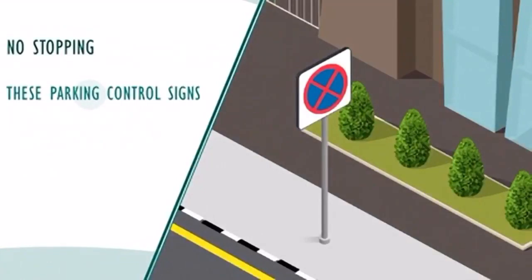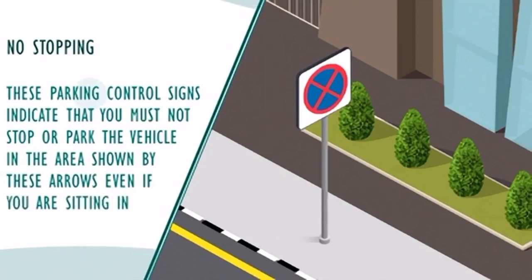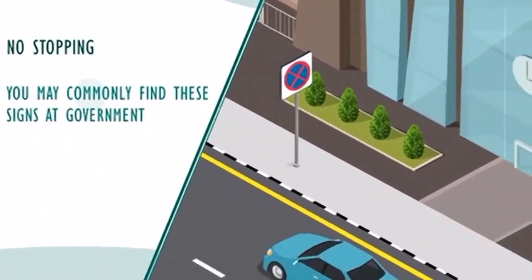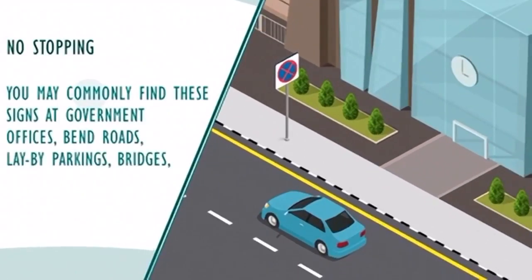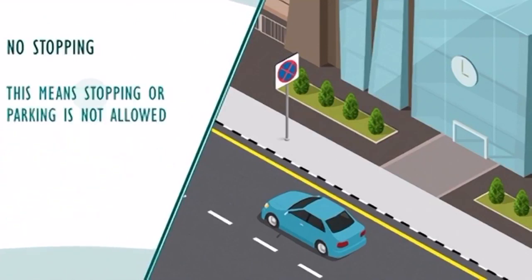These parking control signs indicate that you must not stop or park the vehicle in the area shown by these arrows, even if you are sitting in the vehicle. You may commonly find these signs at government offices, bend roads, lay-by parkings, bridges, tunnels, tram areas, schools and petrol stations. This means stopping or parking is not allowed on both the sides.